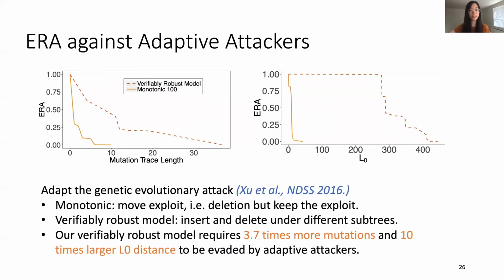Then we further evaluated the robustness of these models against unrestricted adaptive attacks. We modified the strongest unbounded black box attack, the genetic evolutionary attack, to target the properties of the robust classifiers. To target the monotonicity, we designed a new mutation operator to move the exploit around to different triggers in the PDF. This effectively conducts deletion on some feature dimension, but still keeps the exploit somewhere else. To target our verifiably robust model, we modify the mutation process to spread out insertion and deletion in the different subtrees. The results show that our verifiably robust model is harder to evade. As shown in the dashed lines of the 2 figures, our model requires 3.7 times more mutations and 10 times larger L0 distance to be evaded by adaptive attackers compared to the monotonic classifier baseline.